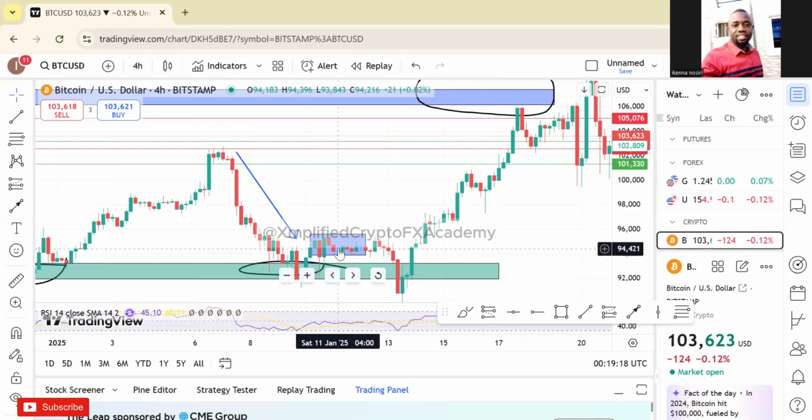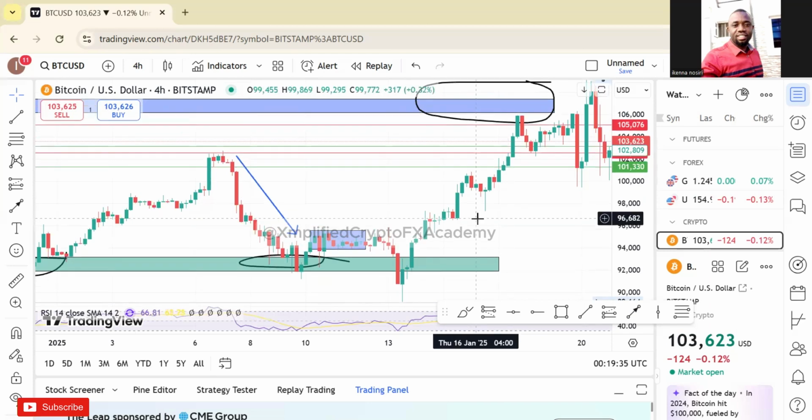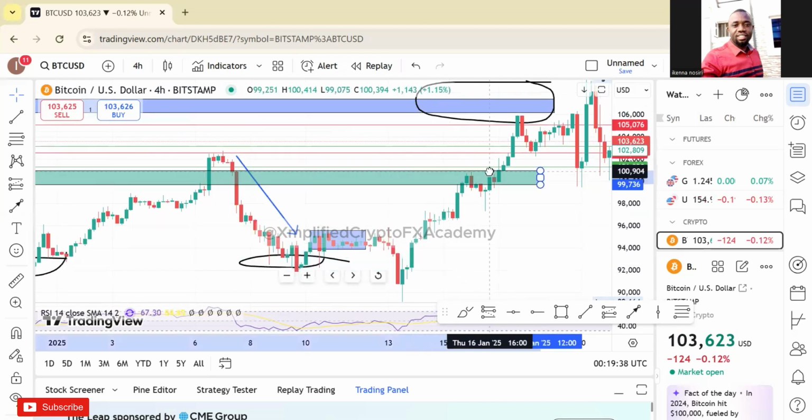But let's say you're just picking up only the candlestick indicator to do your trading. You may fail, or you may not get enough confirmation to go and trade.